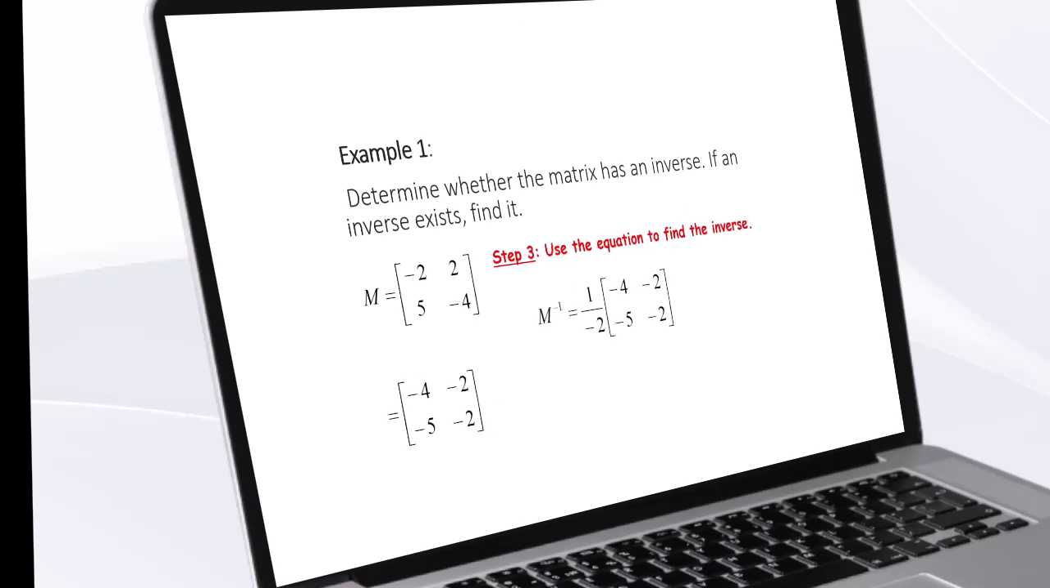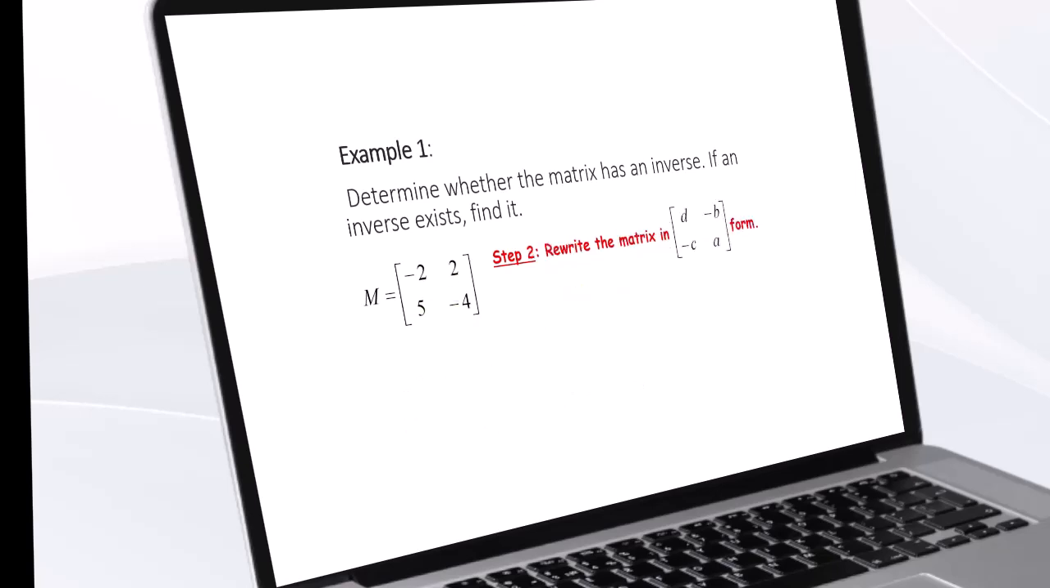Therefore, the inverse of M will be obtained by 1 divided by the determinant. We had obtained the determinant as -2. Then you put the matrix after interchanging the elements. Everything inside that bracket has to be multiplied by -1/2, and you get that one as 2, 1, 2.5, and 1. So that is how we calculate the inverse of any 2 by 2 matrix.